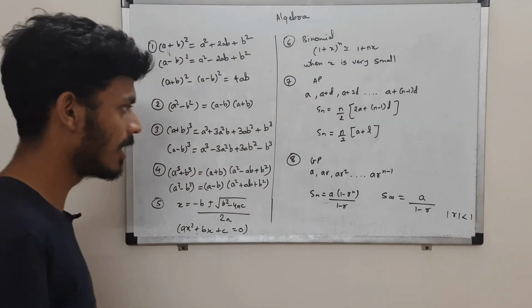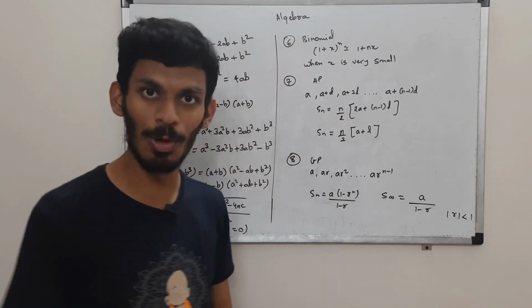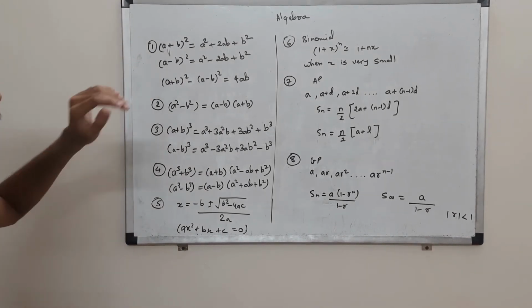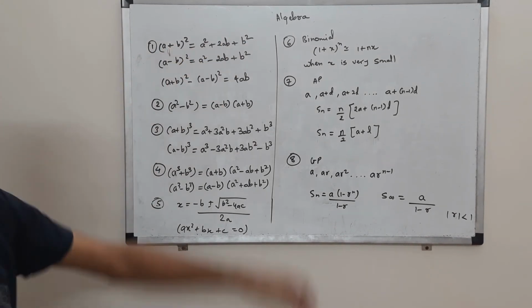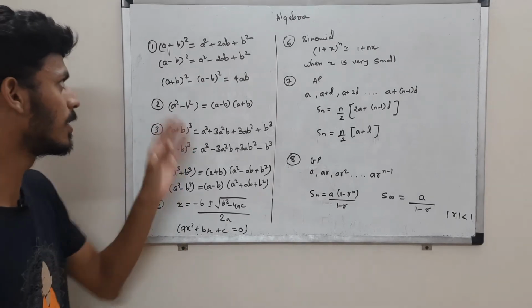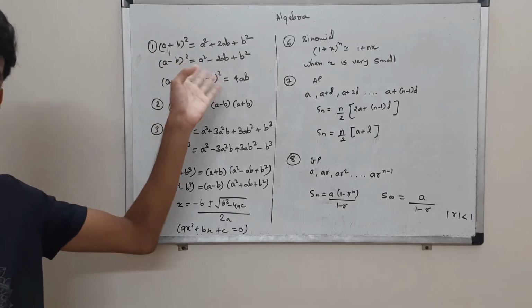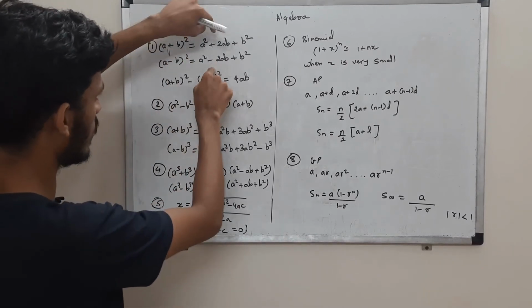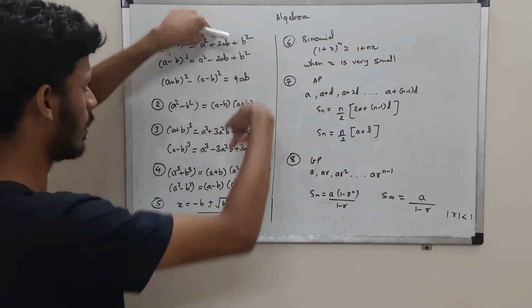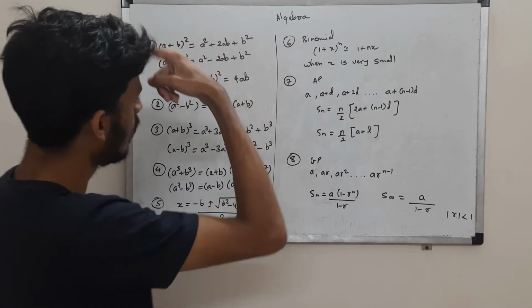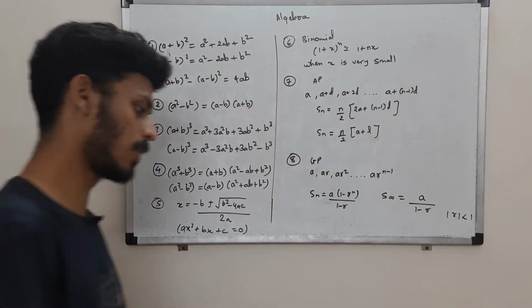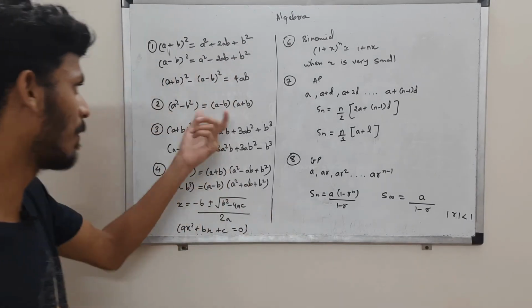These are some identities that you might have learned in your lower classes, so let's just brush up through them. First one, we have a plus b the whole square, which is a square plus 2ab plus b square. A minus b the whole square is a square minus 2ab plus b square. If you subtract this from this, other terms will get cancelled, so you will get 4ab.